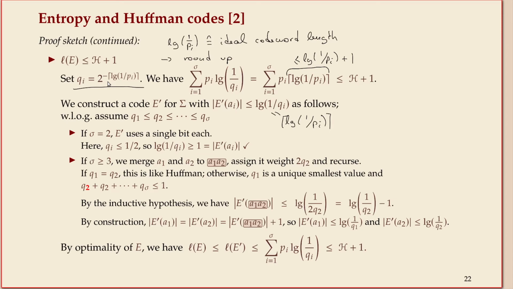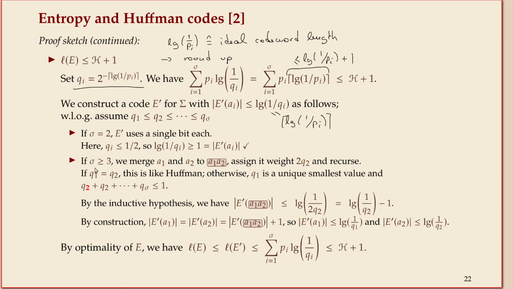And then, 2 to the minus 2 is already 1/4. 2 to the minus 1 is already 1/2. So there you go. So that part's fine. The code word with 1 bit is not too long.